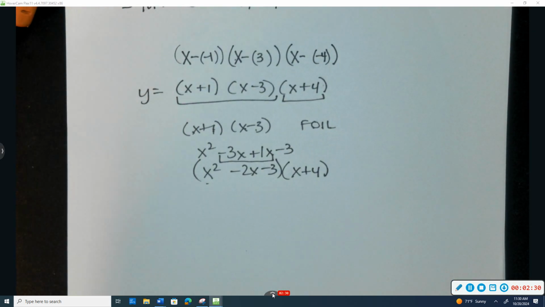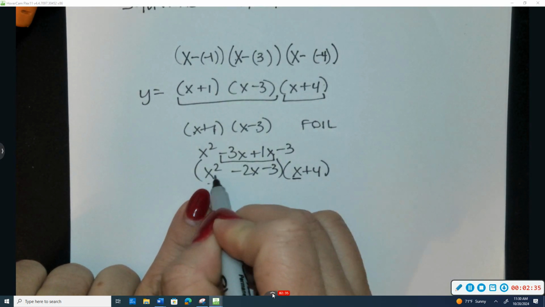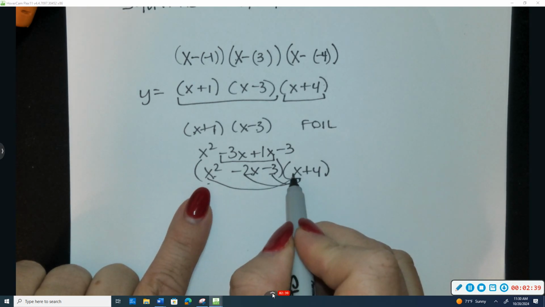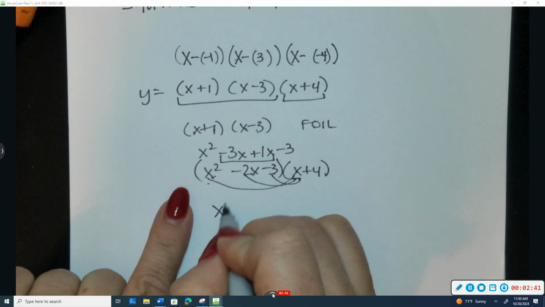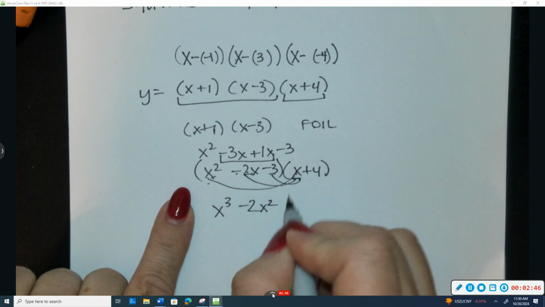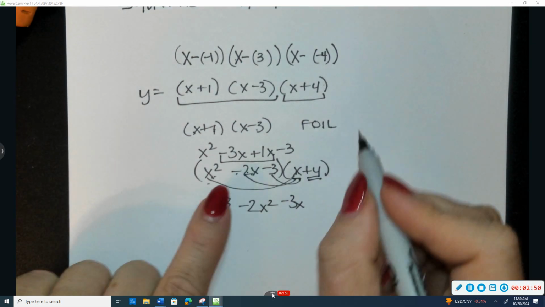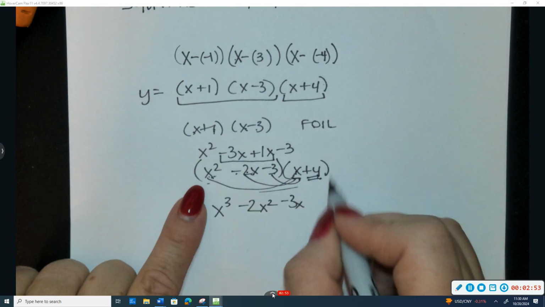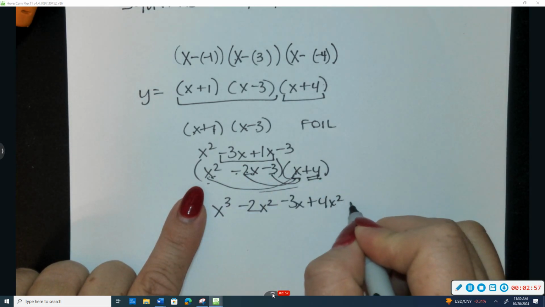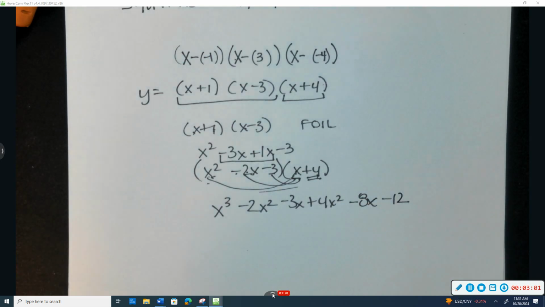Okay, so I'm still doing the idea of FOILing, which is distributing, but I'm going to take this term times all 3. So if you want to make like upside down rainbows, this is what I'm going to do. X times x squared is x cubed. X times -2x is -2x squared. X times -3 is -3x. I'm going to do the same thing using a +4. So +4 times the first term is +4x squared. +4 times the next term is going to be -8x, and +4 times the last term is -12.